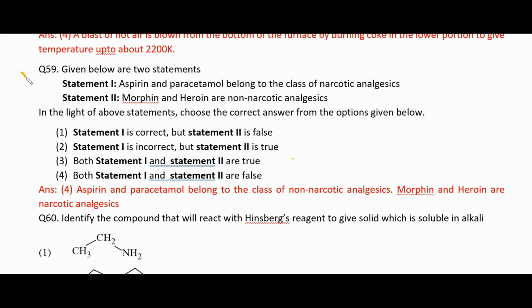Next question, question 59. Given below are two statements. Statement 1: Aspirin and paracetamol belong to the class of narcotic analgesics. Statement 2: Morphine and heroin are non-narcotic analgesics. In the light of the above statements, choose the correct answer from the options given below. When you go through all the options, we find that option 4 is correct. Both statement 1 and statement 2 are false. This is because we know that aspirin and paracetamol belong to the class of non-narcotic analgesics, but morphine and heroin are narcotic analgesics.